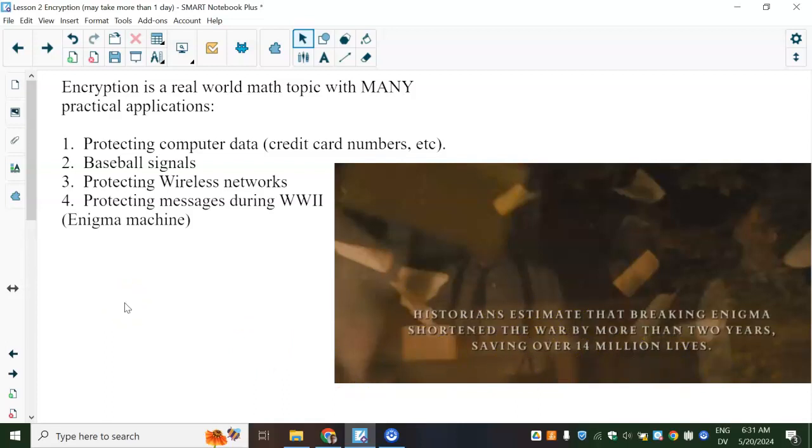So it's a cool story, and obviously this idea is really relevant, especially in the modern day where we're sending all sorts of personal information flying all over the internet. So part of the day is to learn how that even works.